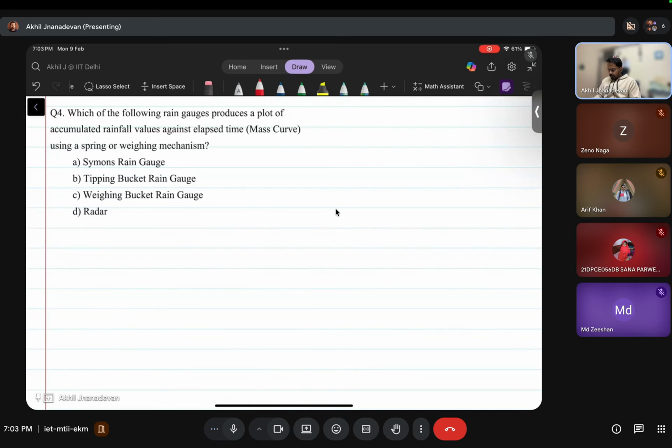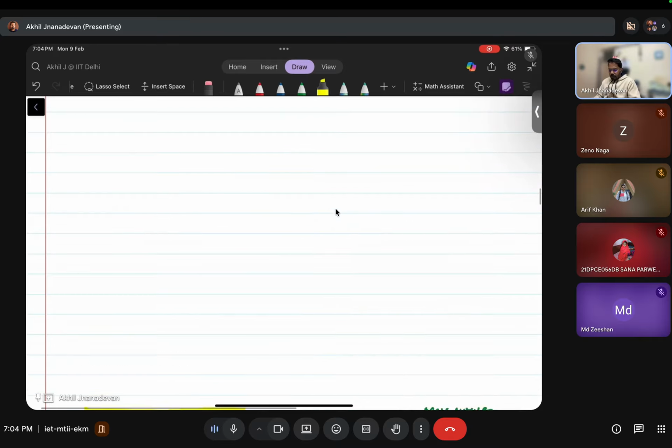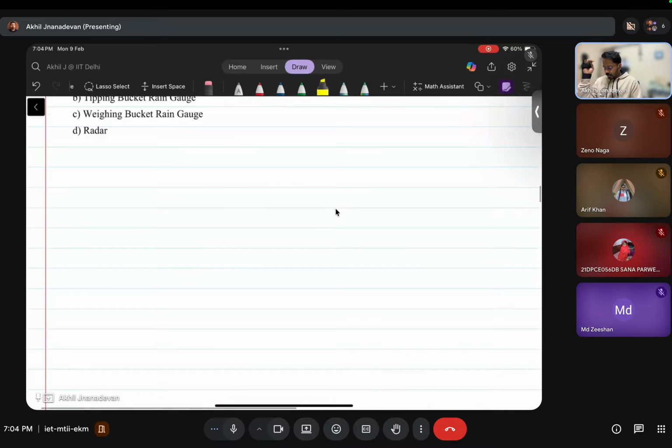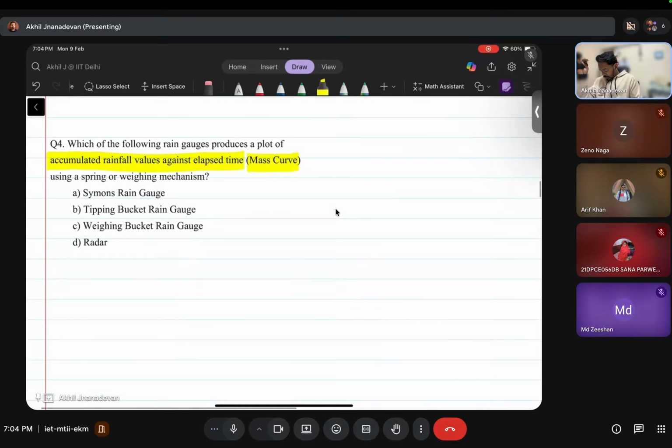That is, which of the following rain gauges produce a plot of accumulated rainfall value against elapsed time? So this we already know. Accumulated rainfall by time is nothing but a mass curve. So that we already drew here. And we also know what happens if a mass curve shows a horizontal segment, that means that at that particular segment there is no rainfall happening. And it uses a spring or a weighing mechanism.